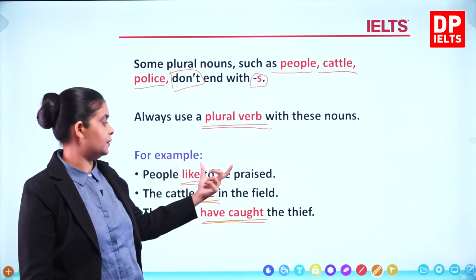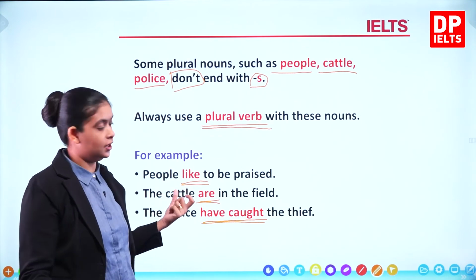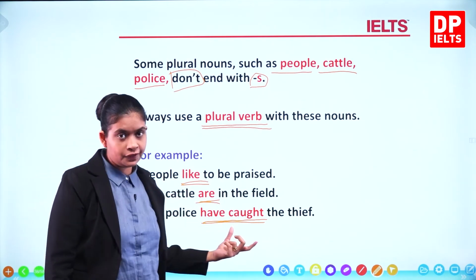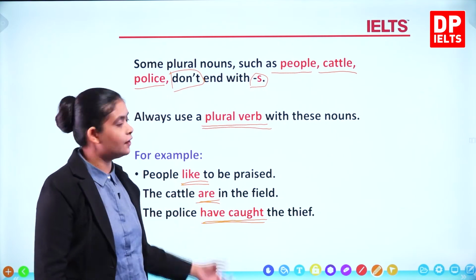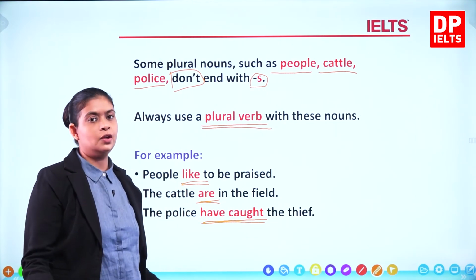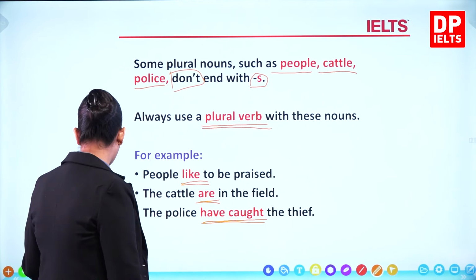People like to be praised. මිනිස්සු කැමති ඒගොල්ලන්ගේ හොඳ කියනවන. The cattle lie in the field. The police have caught the thief. පොලිසිය හොරුන් අල්ලලා. Right?